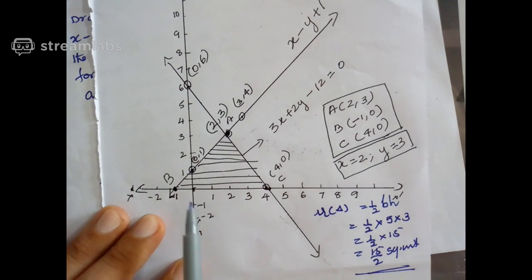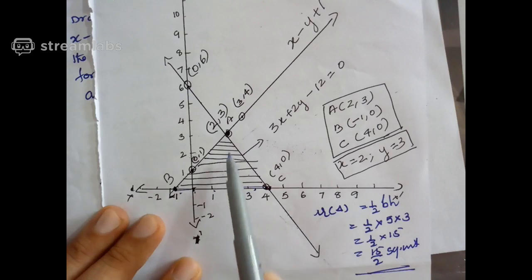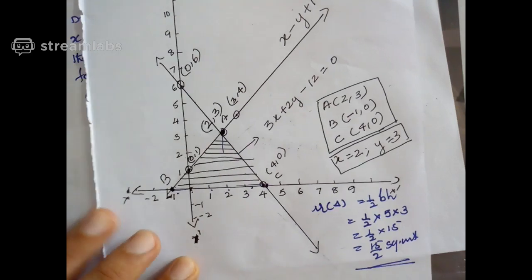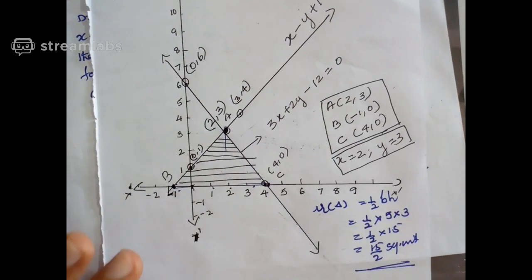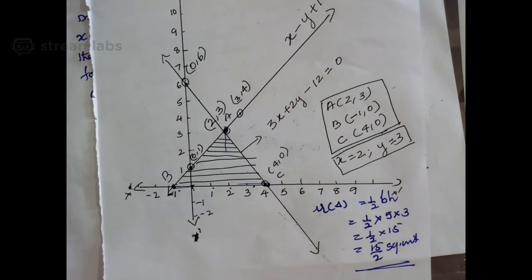Just note down. Area of a triangle is half base into height. Here base is BC, 1, 2, 3, 4, 5. 5 units and height is 3 units. Therefore area is half into 5 into 3. Then it is equal to half into 15. Then it is 15 by 2 square units.